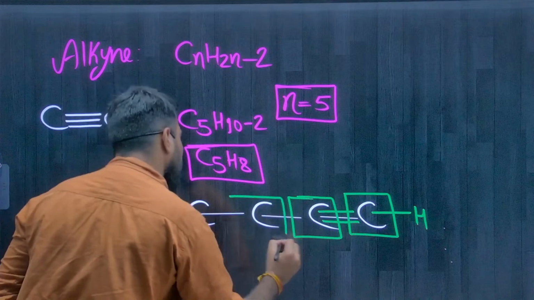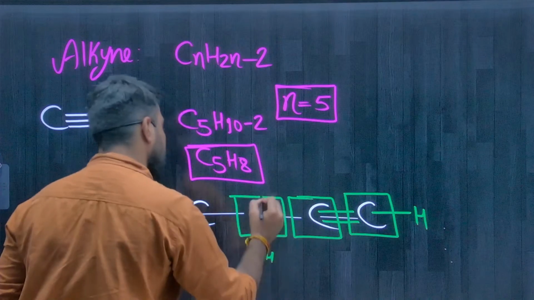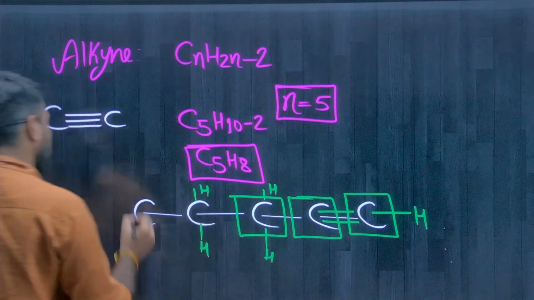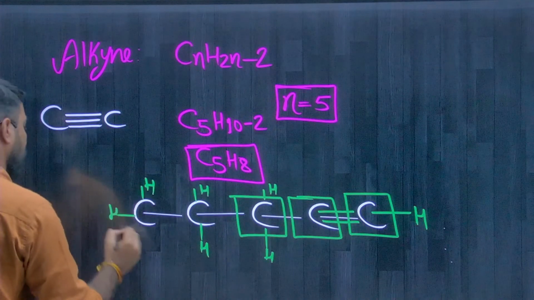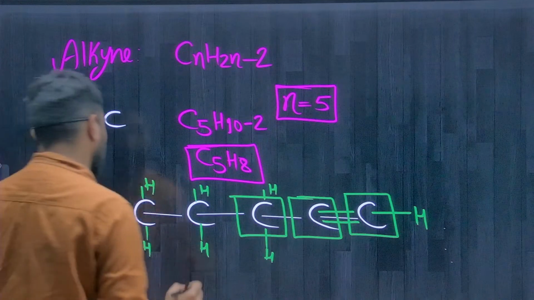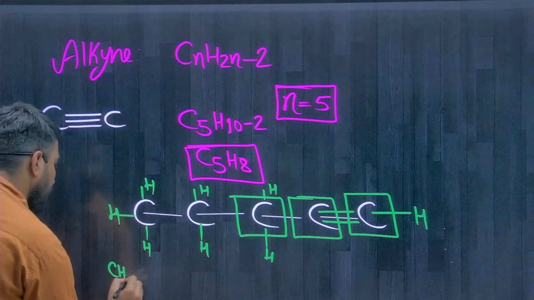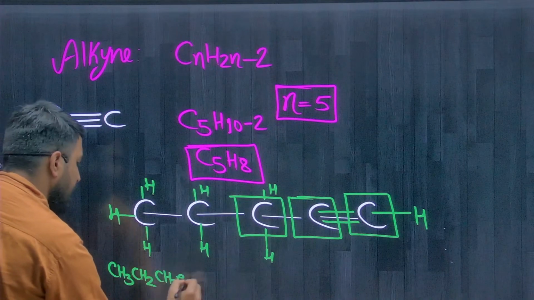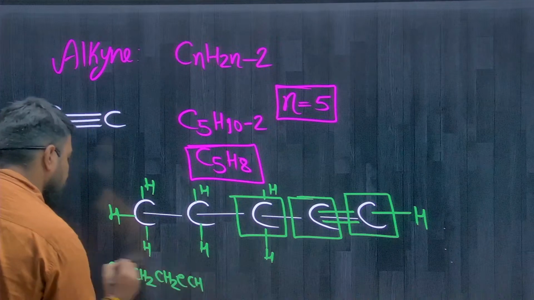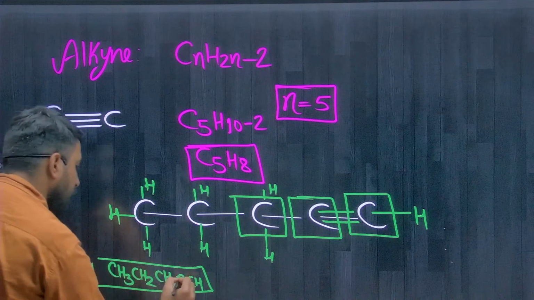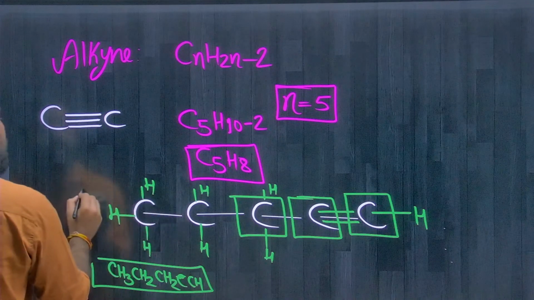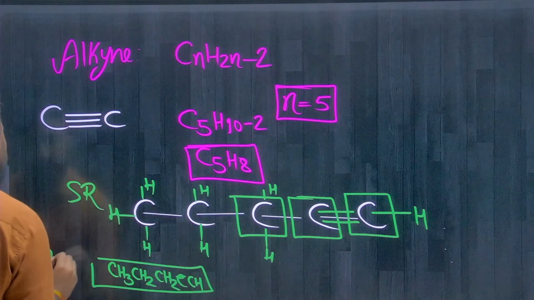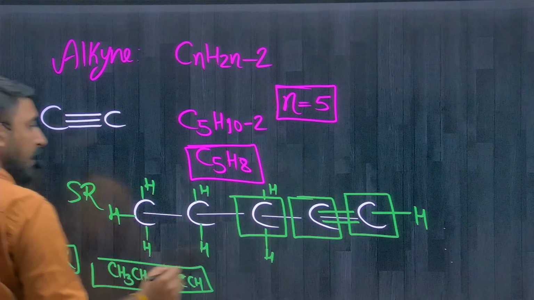This carbon makes 2 bonds, so 2 hydrogens make bonds, again 2 hydrogens make bonds, and only one bond is formed, so 3 hydrogens make a bond with this carbon. So again CH3, CH2, CH2, C and CH. Is it clear? So first we convert it into the structural form, second we convert it into the condensed form, and the third one is the bond line.